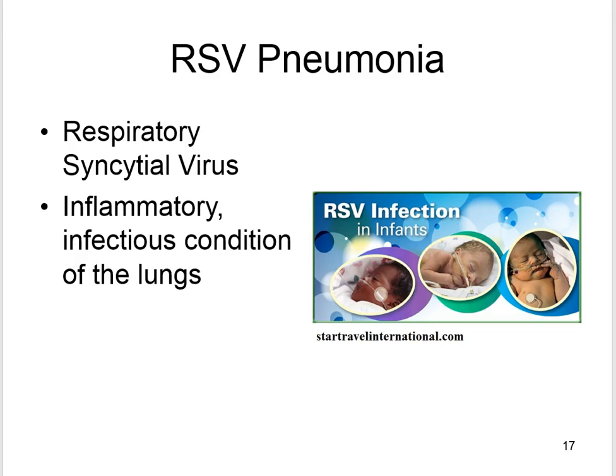RSV pneumonia. RSV stands for respiratory syncytial virus, and it typically mimics the symptoms of a common cold. Now, a syncytium is a biological structure that looks like a cell, but is actually a mass of cytoplasm. The RSV causes the syncytium to develop in the lungs, where this is abnormal. RSV pneumonia is an inflammatory infectious condition of the lung. This is highly contagious. It is the most common cause of bronchiolitis and pneumonia in children less than 1 year old, and most children have been infected with the virus by age 2.